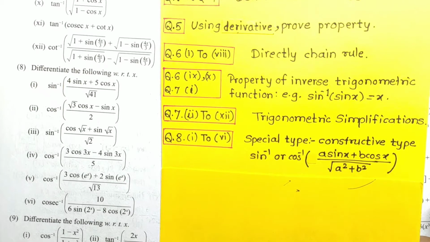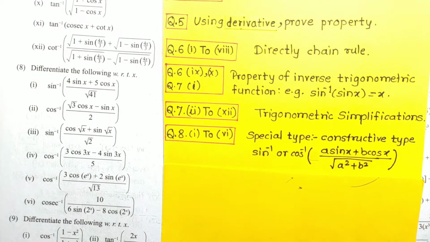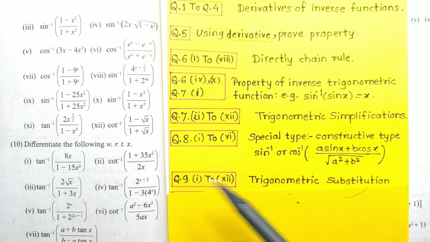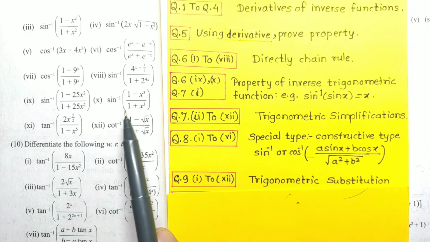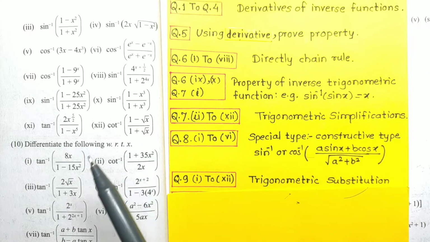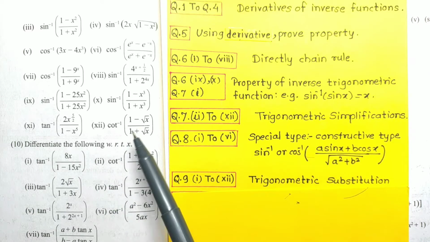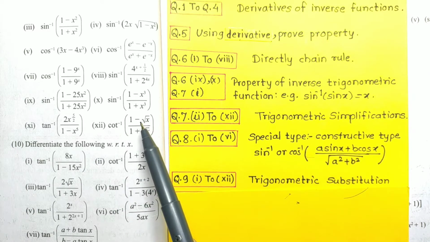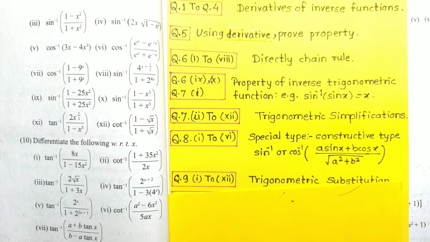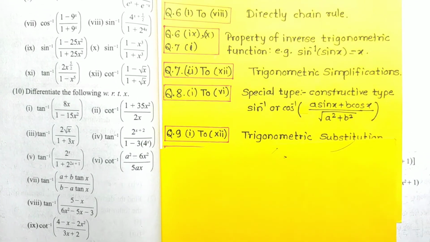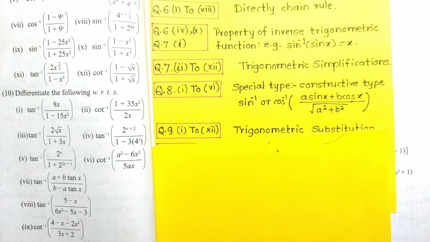Then question number 9, here we have used trigonometric substitutions to simplify these inverse trigonometric functions, and then after simplification we differentiate that function in this subtype. So this is the fifth subtype. Then question number 10 contains 9 examples. Now we are going to solve this question number 10.